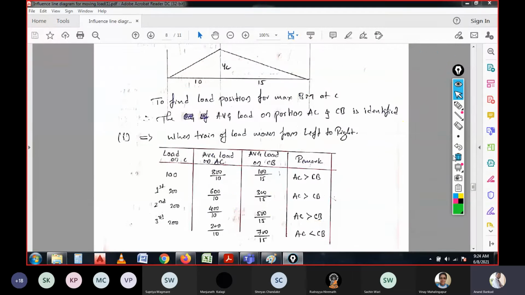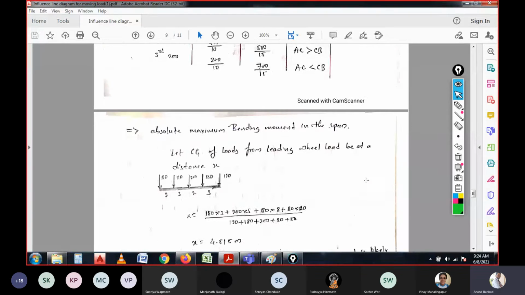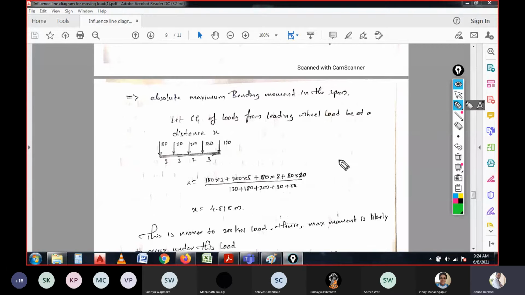I will just clear these things. Now, if you consider what we have done, and the load combination, I will draw that one diagram over here. So this is the span, and on this span we have a section C over here, and this is A, and this is B. For this, the load combination load pattern is drawn in this manner. This is 100 kilonewton, first 200, second 200, third 200, and fourth 200 is here.